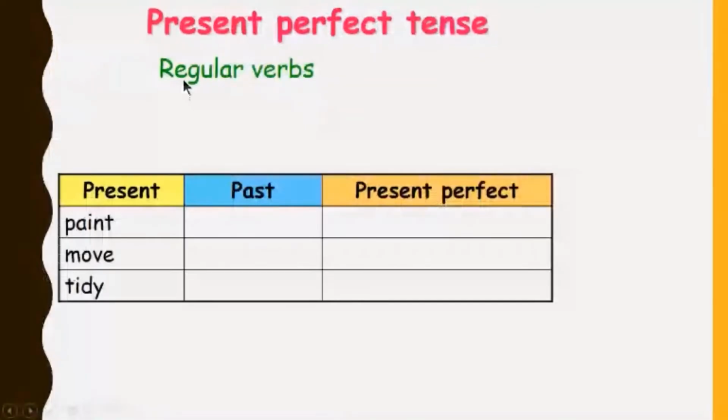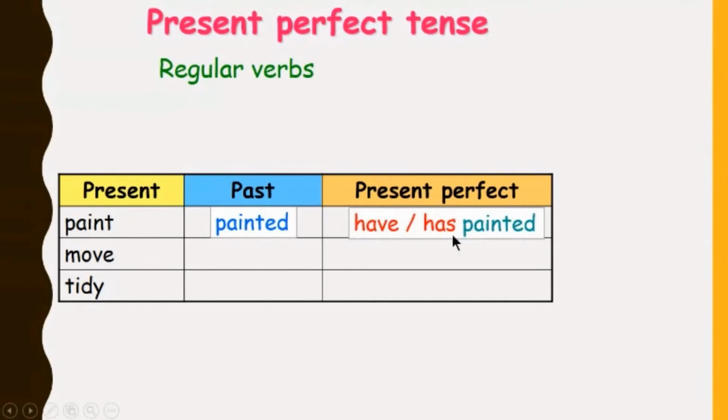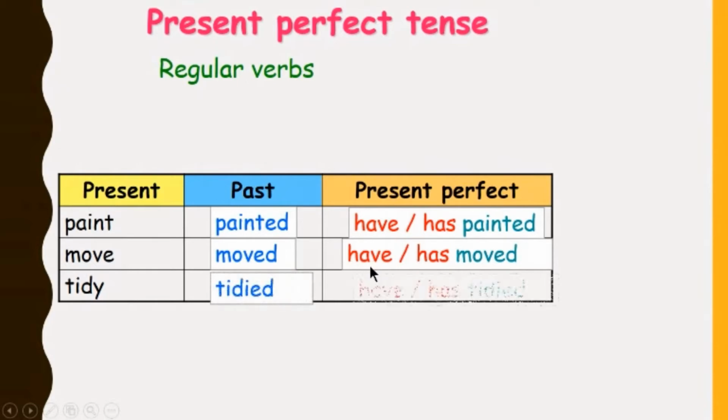With regular verbs, you have, for example, painted, past participle, or present perfect. Here you have or has painted. Move, the past moved, and the present perfect have or has moved. And the same, so you have tidied. Have or has tidied. As you can see, with regular verbs you have or has, and the verb in ed is similar to the simple past.